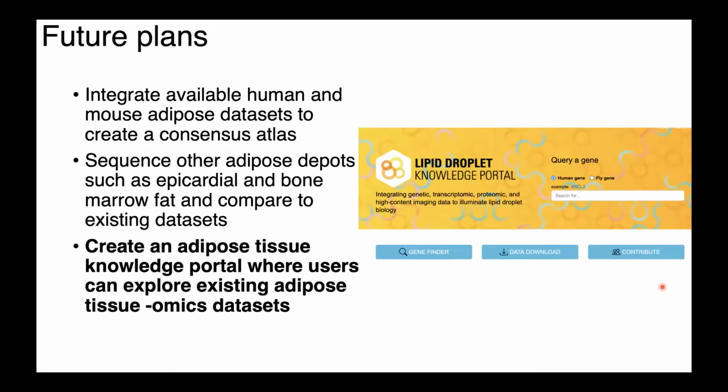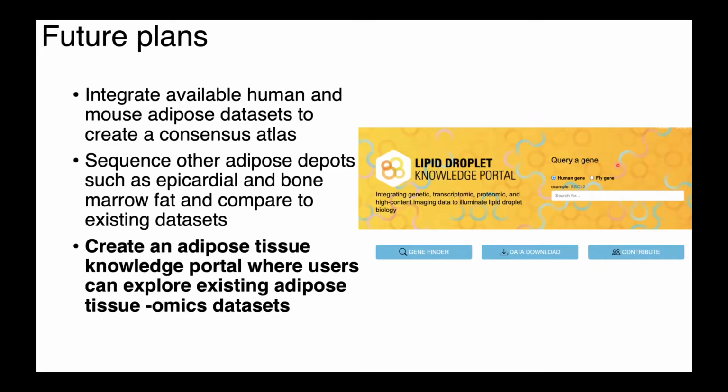And finally, we want to create an adipose tissue knowledge portal where users can explore existing adipose tissue omics data sets. Here on the right, you can see a screenshot that I've taken from the lipid droplet knowledge portal, which was created by Toby Walther and Bob Farese to look at lipid droplet data across humans and flies and across multiple data sets. We want to build something similar for the adipose tissue. This is currently just a twinkle in our eye.